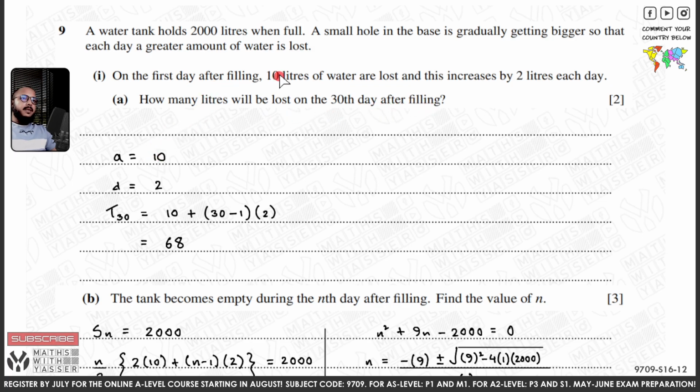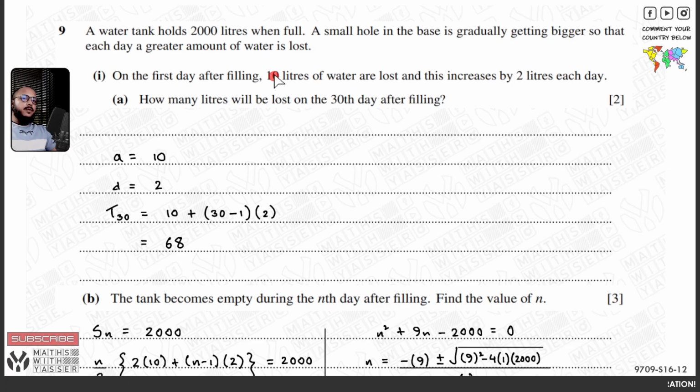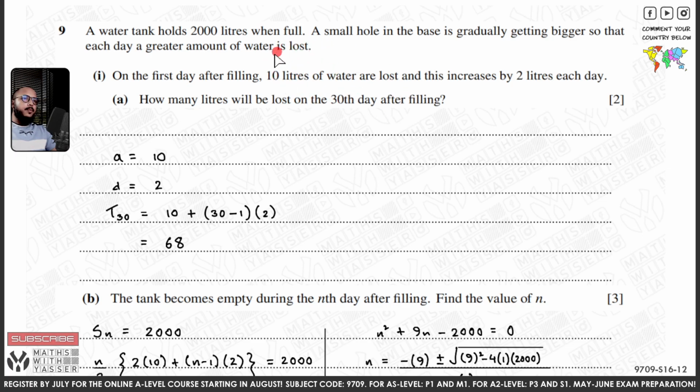So for the first day, we need to understand that this is an arithmetic progression, because 10 liters of water are lost and this increases by 2 liters each day, which means that the first day is 10 liters, then it is 12 liters, then 14 liters, then 16 liters. So that means it itself is an arithmetic progression. So the first term is 10, the common difference is 2. And for the 30th day, we need to find the 30th term.